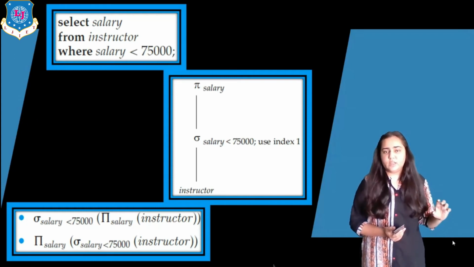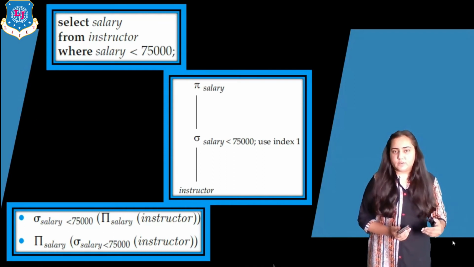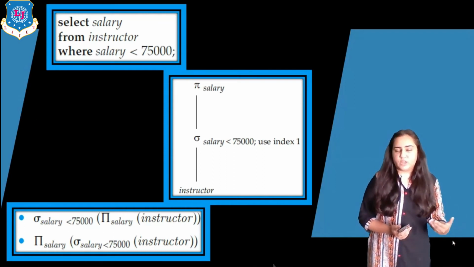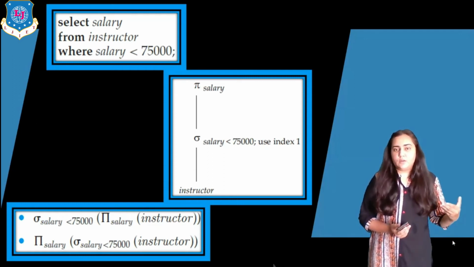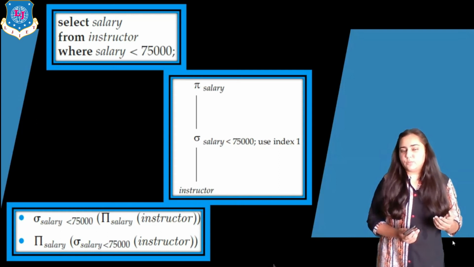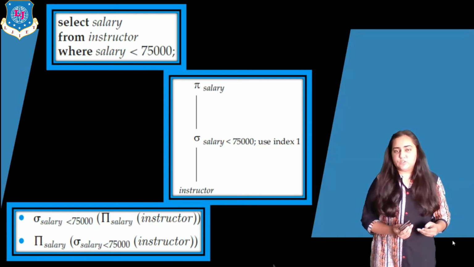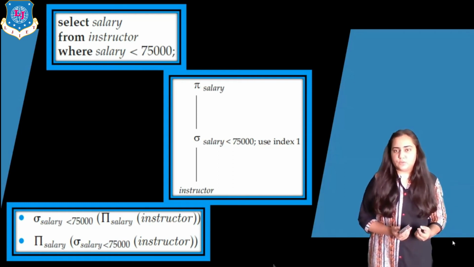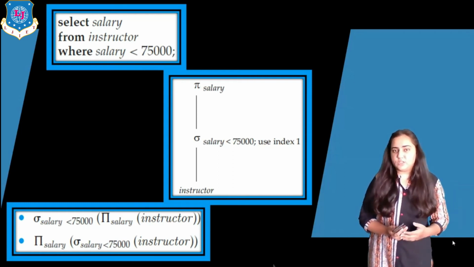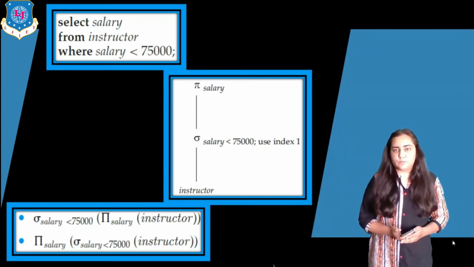So you can see the topmost thing is pi salary, and then I have sigma salary, and then I have instructor. So you have to start reading from the bottom, which means the first thing we are doing is extracting all the rows that contain salaries less than 75,000. And also one more thing that is mentioned is use index 1. So such types of instructions about which kind of index to use, whether to use a B-tree index or a hashed index, all these instructions are also added to the evaluation plan.